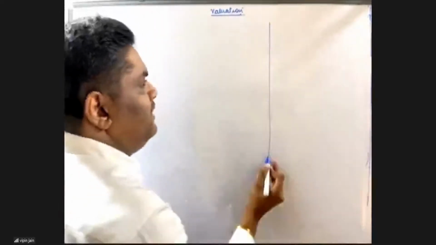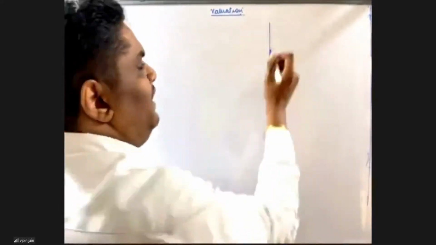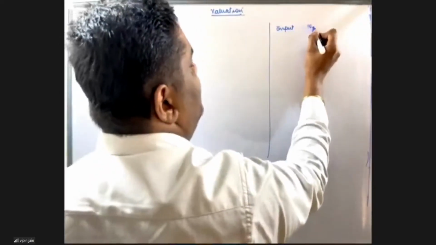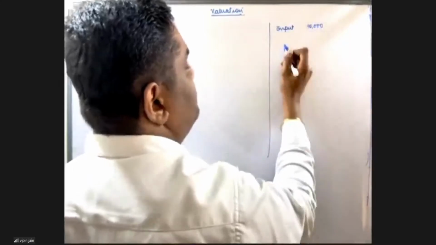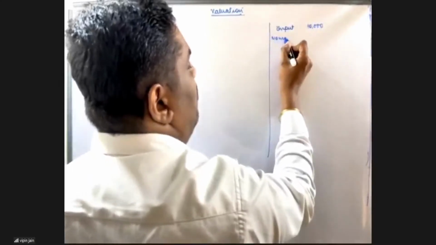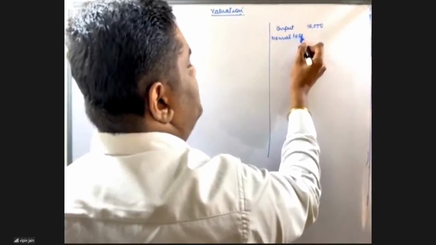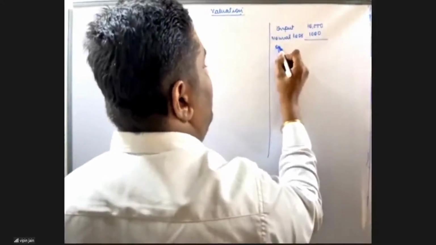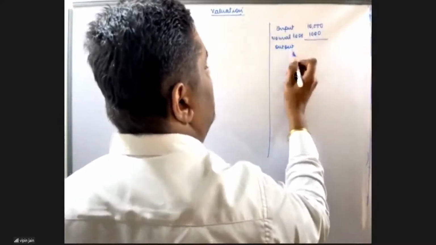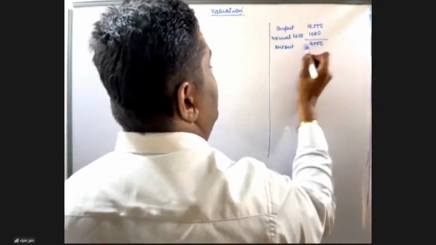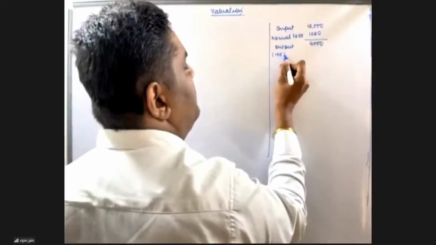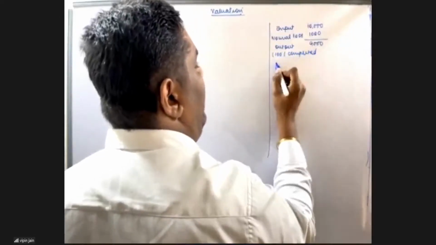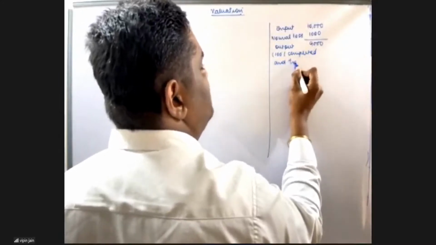Let's take a situation wherein my input is 10,000 units. My normal loss is, let's say, 1,000 units. And my output is 9,000 units, that is 100% completed and transferred to the next process.